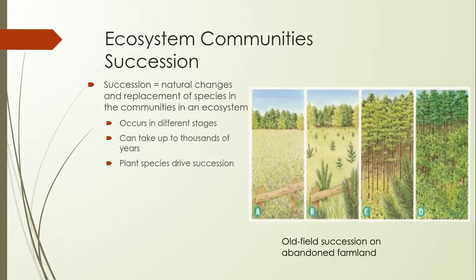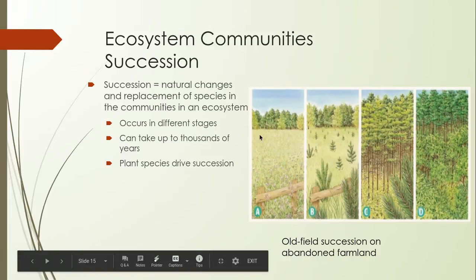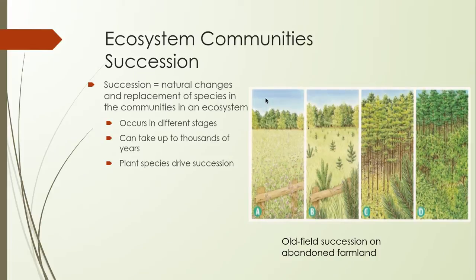characteristics. All right, so the last concept we want to talk about today is the idea of succession. Succession, or ecological succession, is just the natural changes and the replacement of species within an ecosystem. So as ecosystems develop or undergo major changes, we can see those changes or developments, and we call that succession. So if we look here, this is what is called old field succession. Maybe this is an abandoned farm.